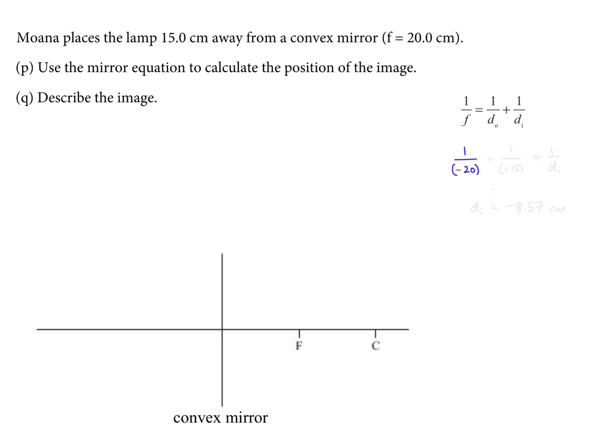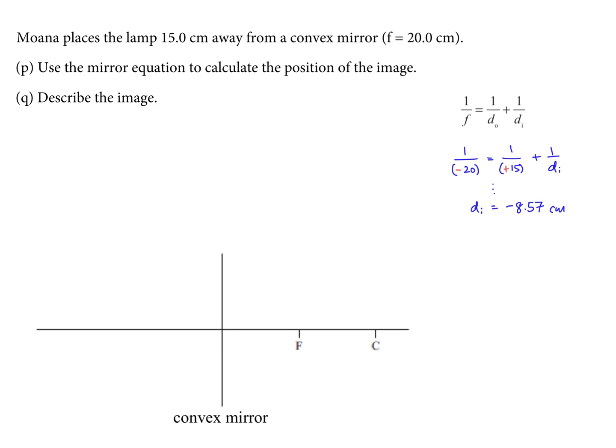Now the object is always going to be on the real side, so that's going to be 1 over plus 15. And you're going to add 1 over di, and if you rearrange that correctly, you should get di to be minus 8.57 centimeters. The negative sign basically indicates that the image is going to be on the virtual side of the mirror. As mentioned earlier on, a potential problem is when students are not sure whether to put a positive sign or negative sign when using the mirror equation. So it's always a good idea to verify your calculation using a sketch of the ray diagram.